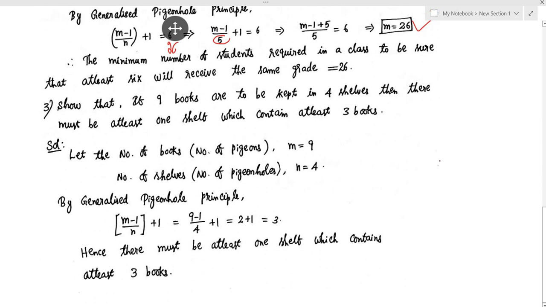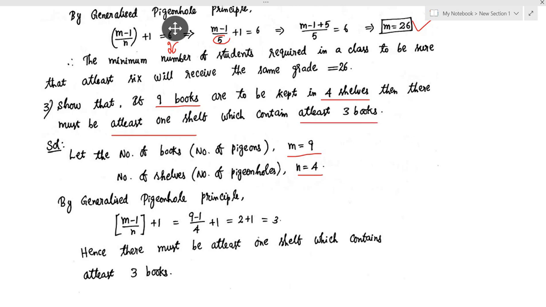Problem number 3. Show that if 9 books are to be kept in 4 shelves, then there must be at least one shelf which contains at least 3 books. First, we have to consider the number of pigeons and the number of pigeonholes. Total 9 books are there, which is mentioned clearly in the first line of the question. Those 9 books will be considered as the number of pigeons, and 4 shelves are there. That is considered as the number of pigeonholes. We have to prove at least one shelf contains at least 3 books.